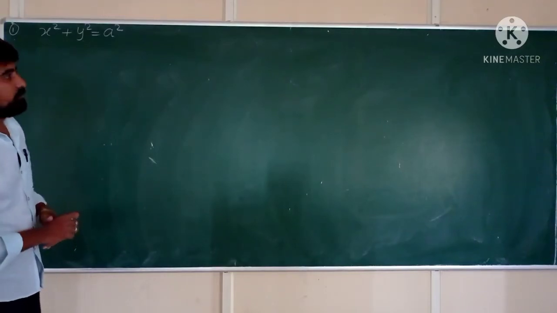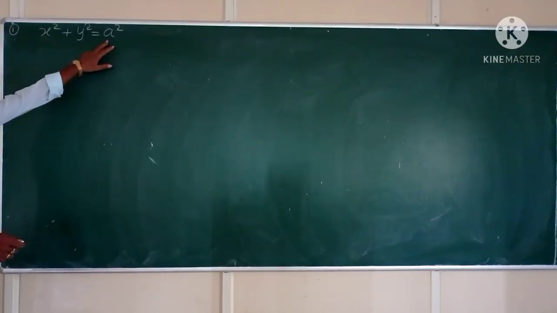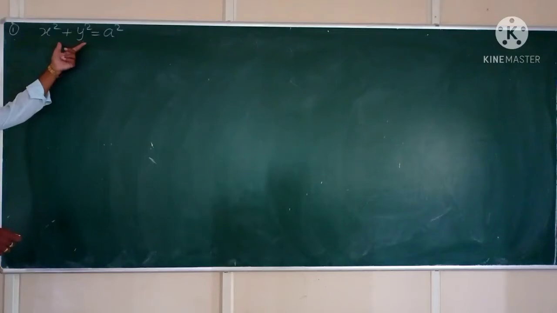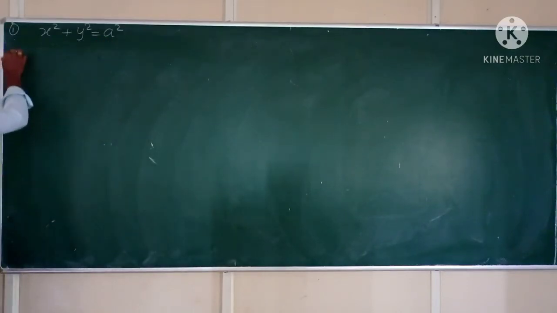Integrals. And the first question is, find the area of the region bounded by the circle x square plus y square is equals to a square. So this is a circle with center at origin and radius is equals to a units. Let's start the solution.